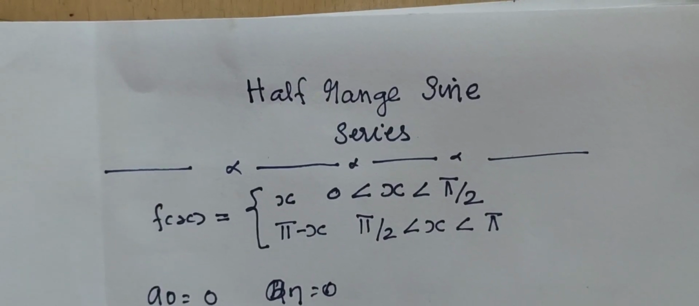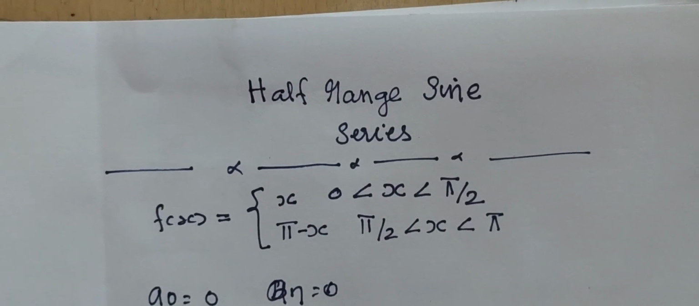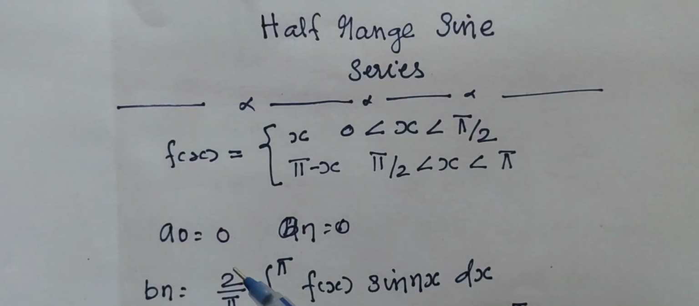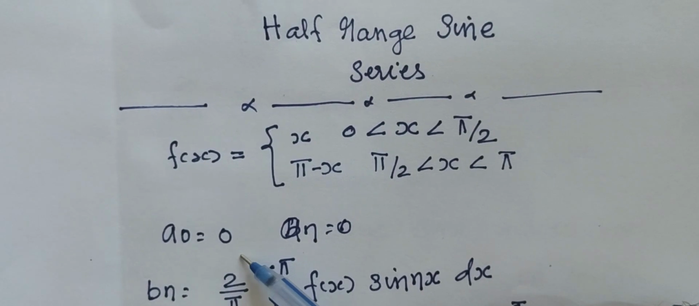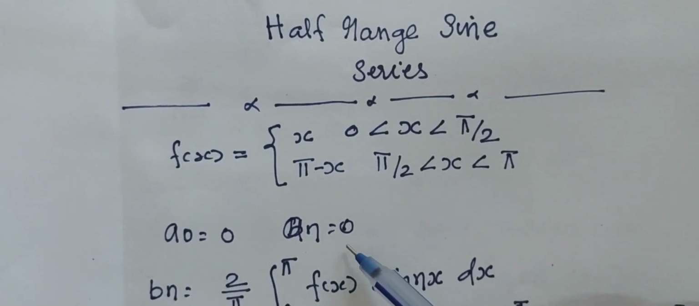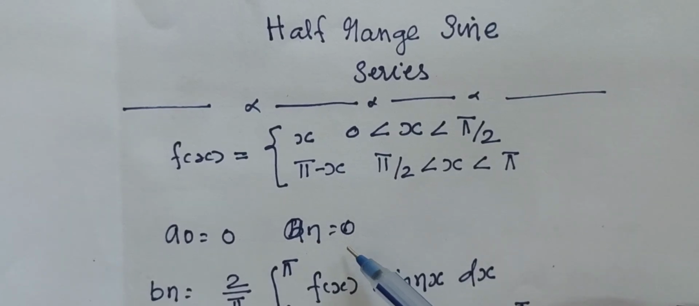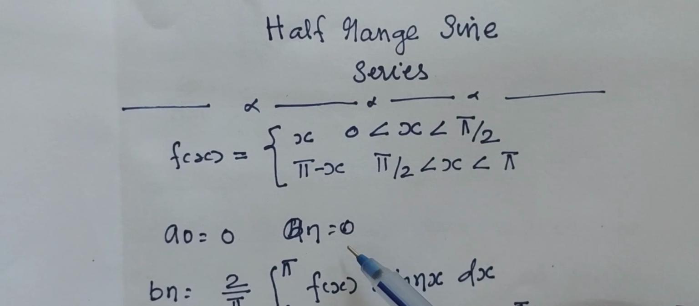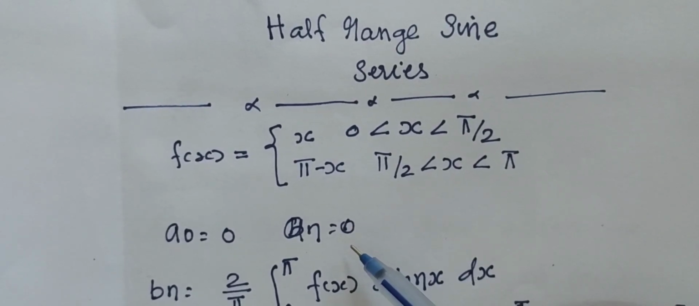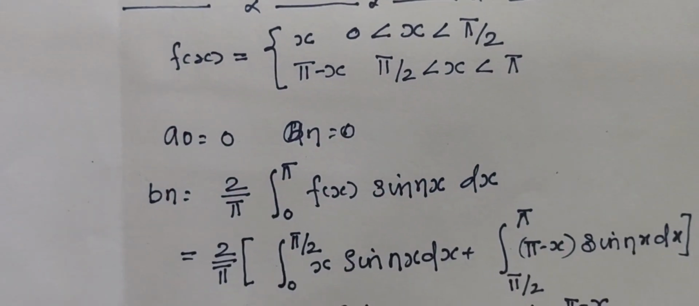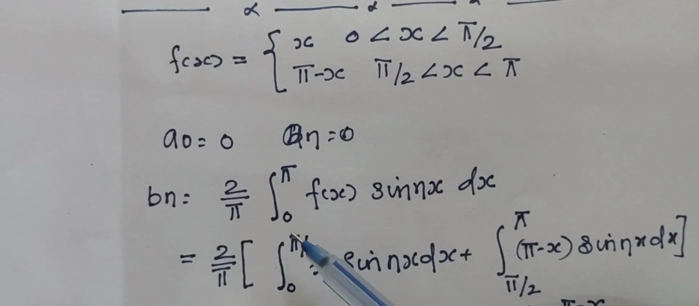The half range sine series. So for sine series, a0 is equal to 0 and an is equal to 0. This is similar to an odd function. For an odd function, we have to find only bn, and a0 and an are equal to 0. So in the same way, here we have to find the value of bn only.